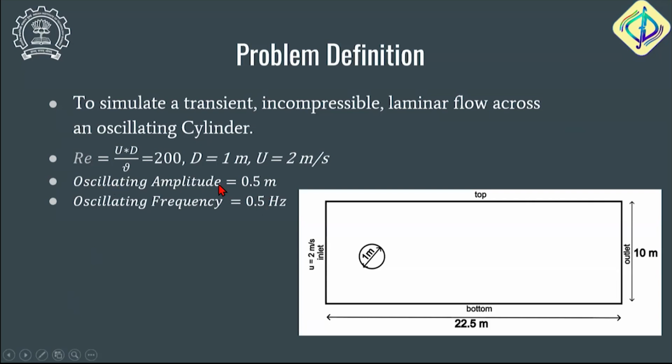We can also represent this amplitude and frequency in terms of non-dimensional values like the reduced frequency and the non-dimensional amplitude. In papers and literature, we will find mostly the reduced frequency and the non-dimensional amplitude H. But for simplicity, I have used these dimensional parameters in these slides and in the cases also. We can see the boundaries: we have the inlet, the outlet, top and bottom, and front and back is still empty because we are doing a 2D simulation, and the velocity at the inlet is 2 meters per second.